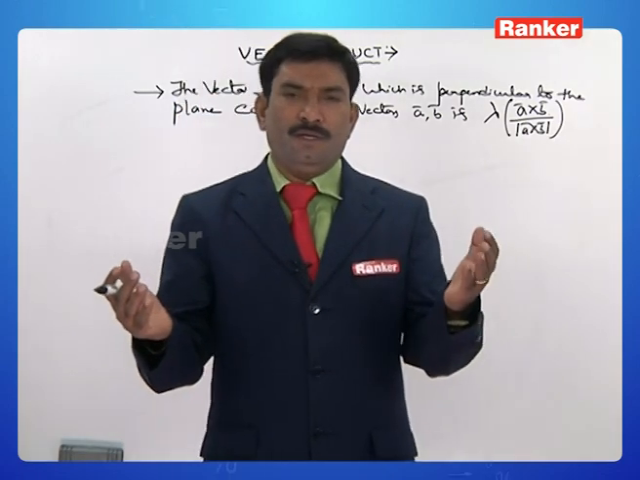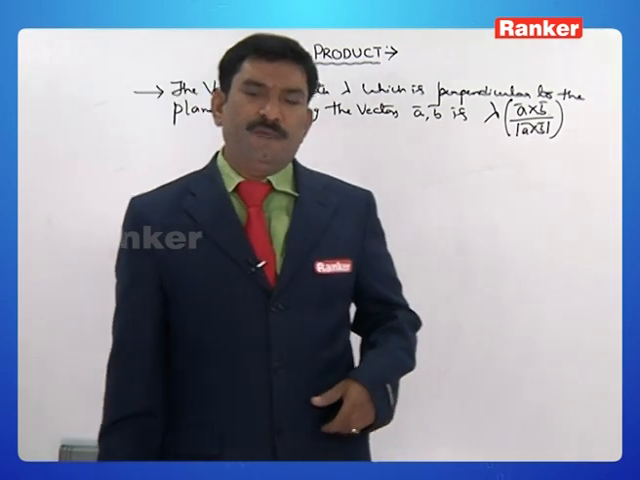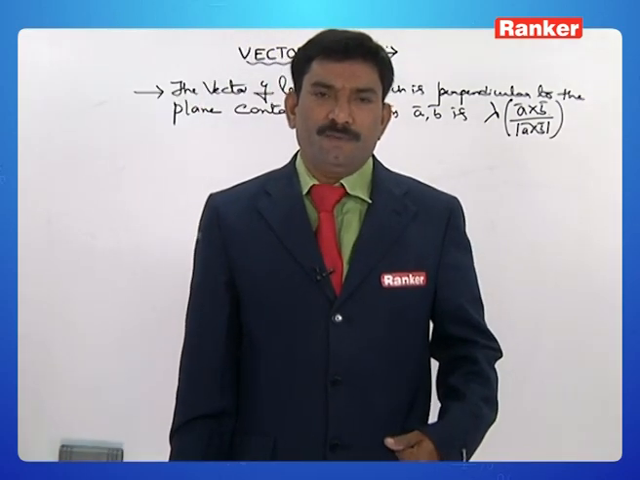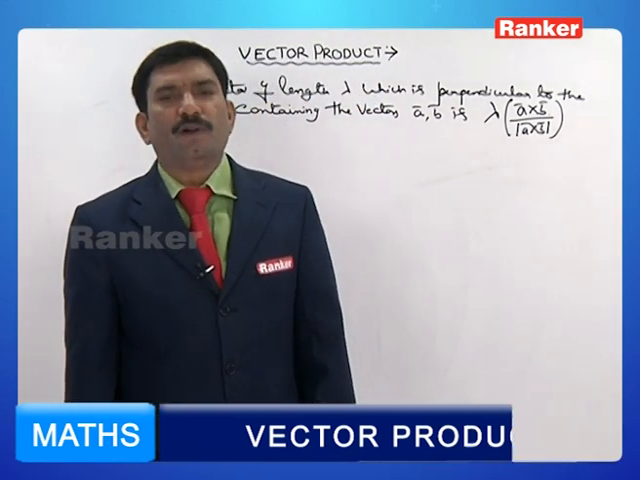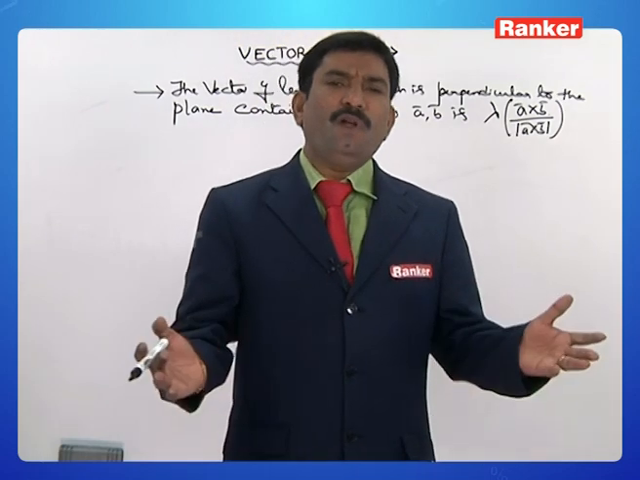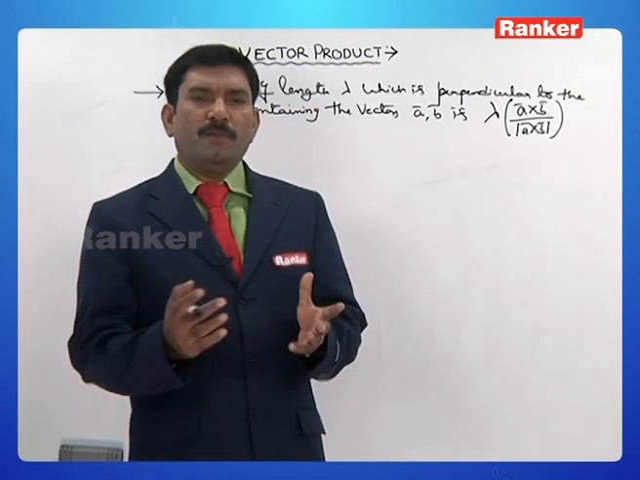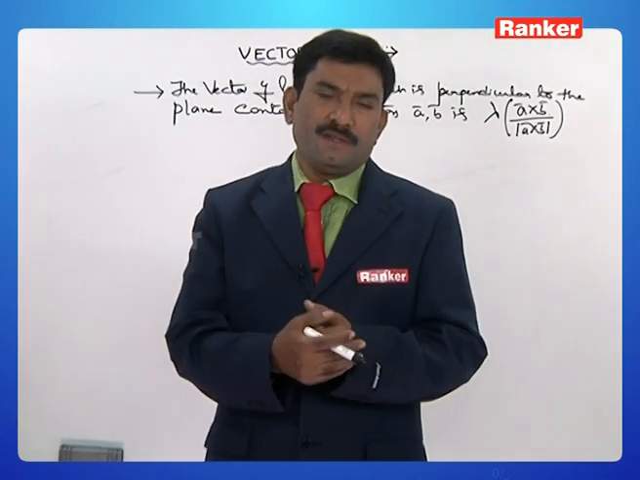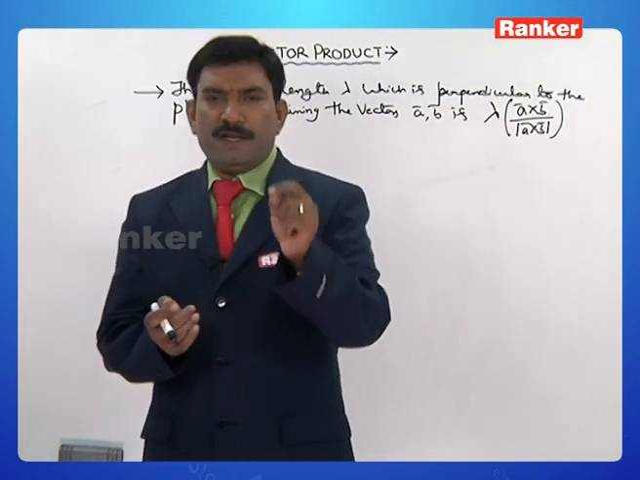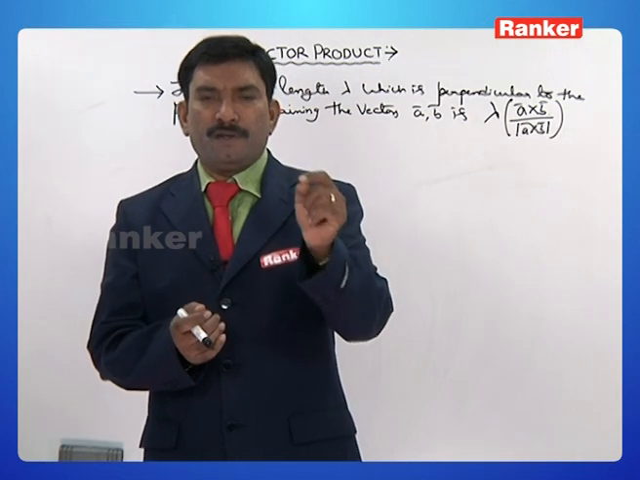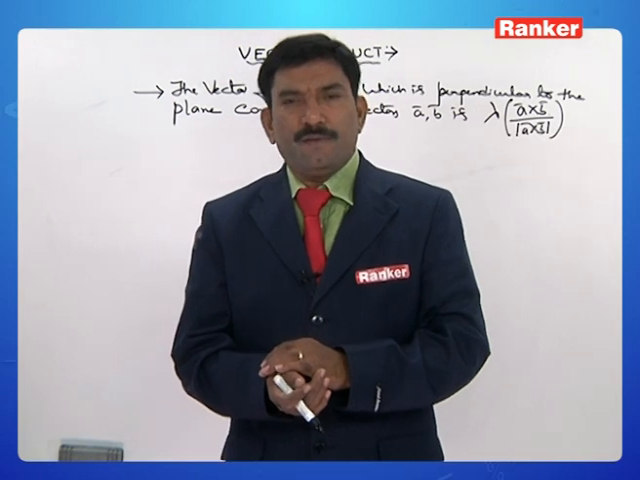In fact, you can take this one as plus or minus lambda into A bar cross B bar by modulus of A cross B. Plus indicates same direction, minus indicates opposite direction. If you do not want to represent with plus or minus, it can be assigned to lambda. If lambda takes positive value, positive direction. If lambda takes negative value, negative direction. On the whole, the vector of length lambda perpendicular to the plane containing A bar and B bar is lambda into A cross B by modulus of A cross B.